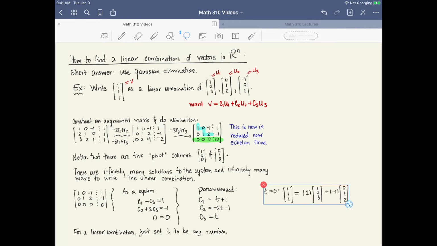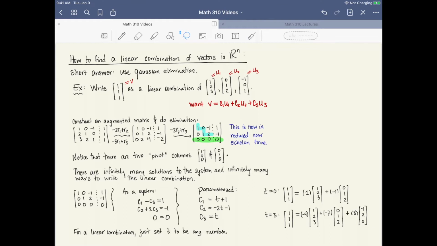If I choose t to be, say, 0, then I get the linear combination 1 times the vector (1, 2, 3), and minus 1 times the vector (0, 1, 2), no copies of the vector (-1, 0, 1), which add up to give me (1, 1, 1). And of course, there are infinitely many linear combinations that I can write down. Here's another one. If I set t equal to 3, then I get a linear combination with coefficients -4, -7, and 3.